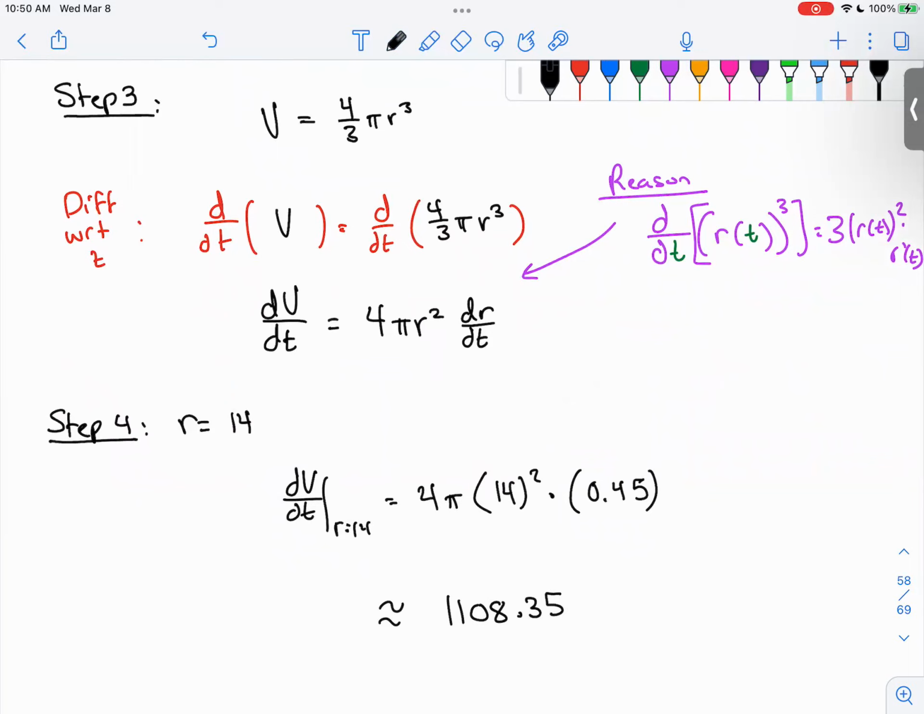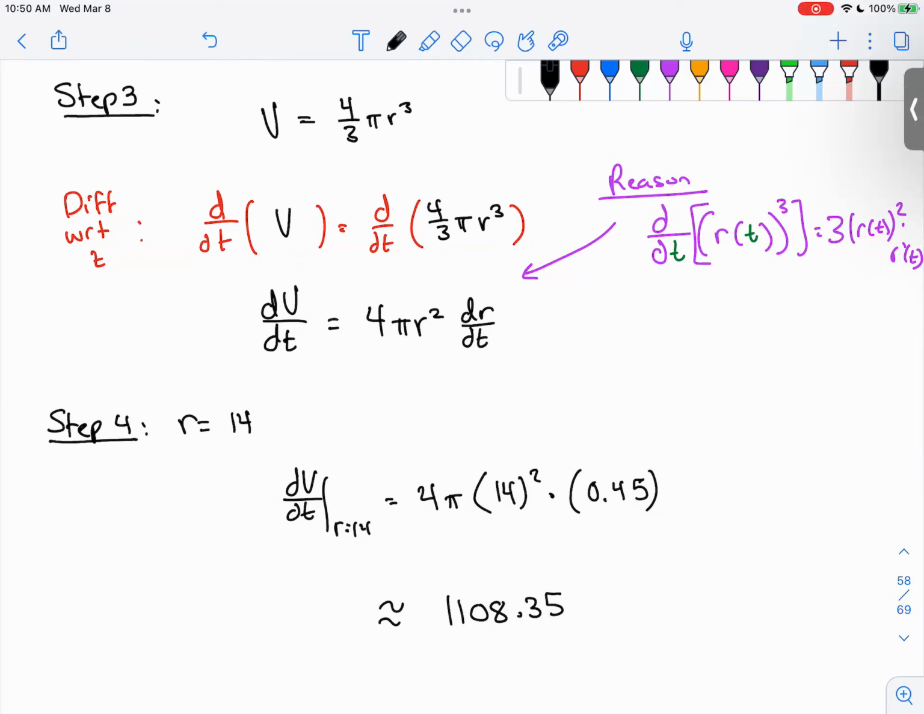But John Doe student gets marked off 1 point. Why? Units. 1,108 what? Elephants? Yeah, hilarious. It's the joke that never gets old. So what are the units? Does anybody know?